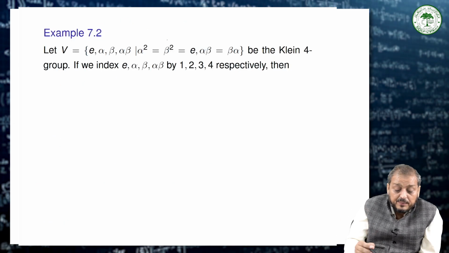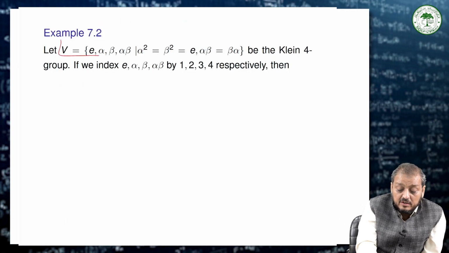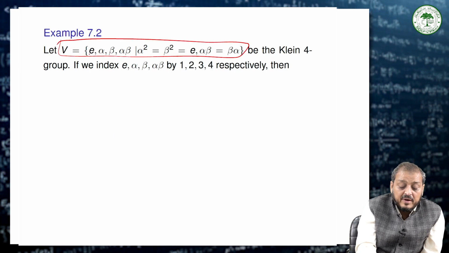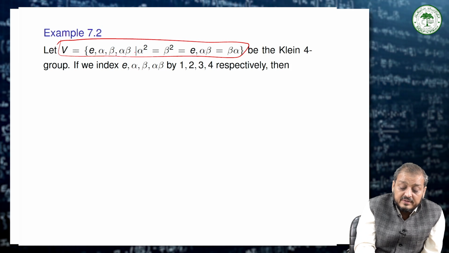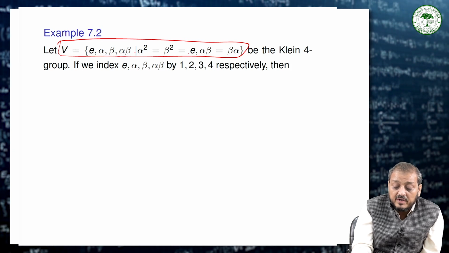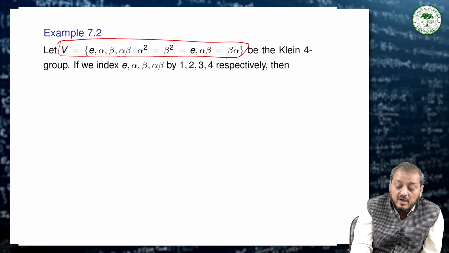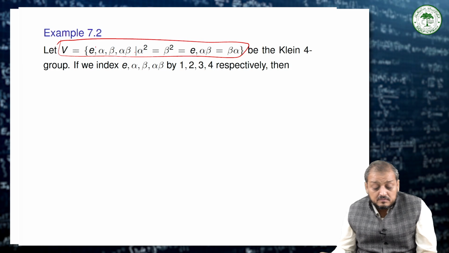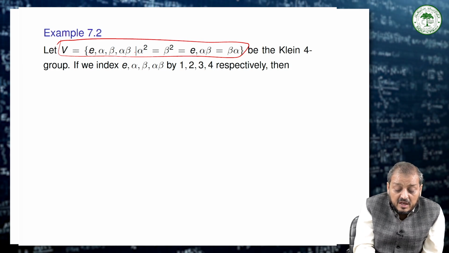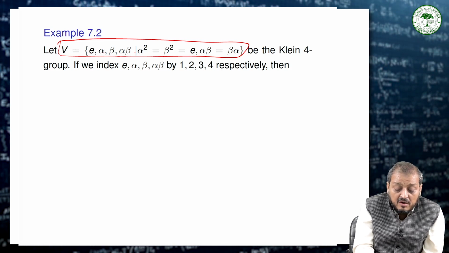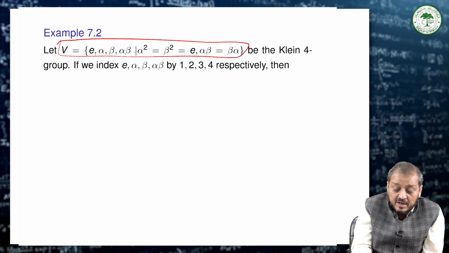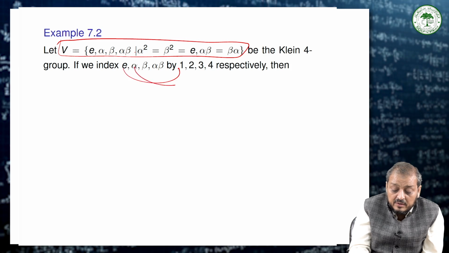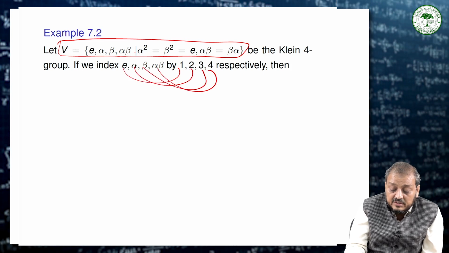Okay, now one more example we take. V is equal to, we generally write in the form of this, and now you know that we have taken the 4 elements, and alpha squared equals beta squared equals identity, and alpha beta equals beta alpha. You know that this is a very standard group, the Klein 4 group. Now if the index is e, alpha, alpha beta, beta, I replace e by 1, then this index goes into this table.